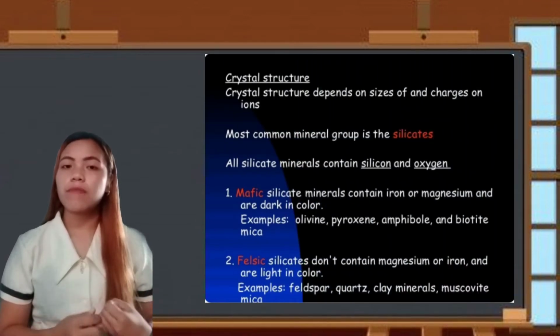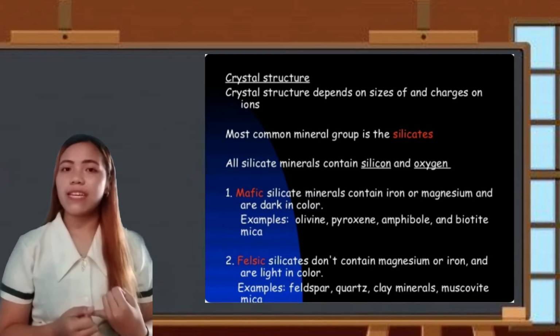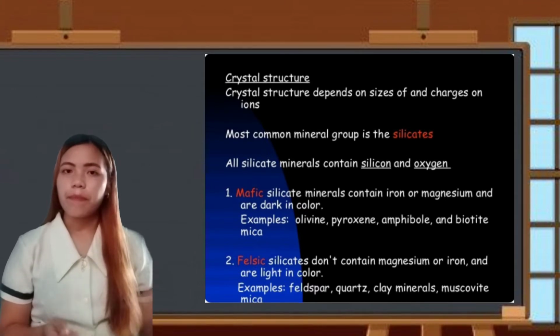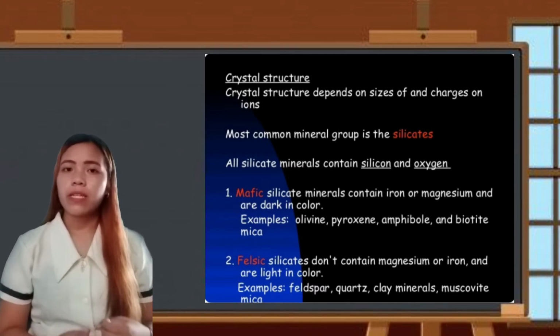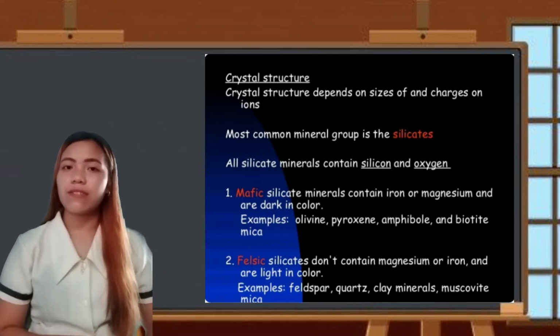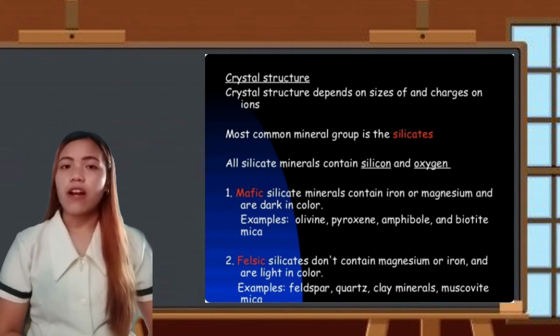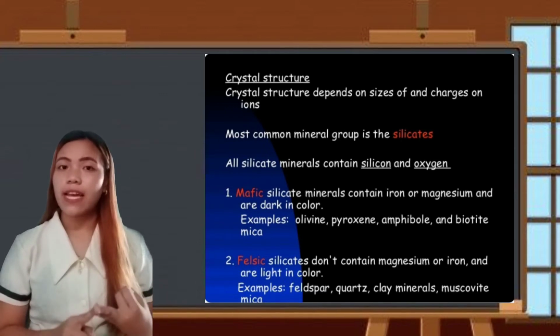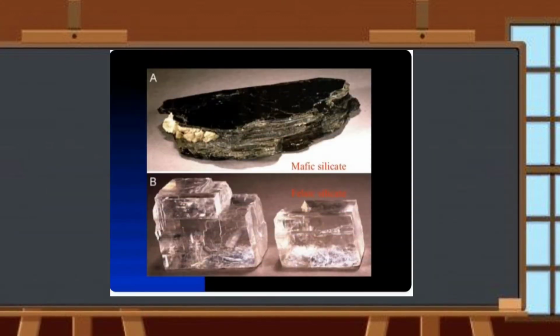Most common mineral group is the silicates. All the silicate minerals contain silicon and oxygen. Mafic silicate minerals contain iron or magnesium and are dark in color. Examples are olivine, pyroxene, amphibole, and biotite mica. Felsic silicates don't contain magnesium or iron and are light in color. Examples are feldspar, quartz, clay minerals, and muscovite mica. Mafic silicate and felsic silicate.